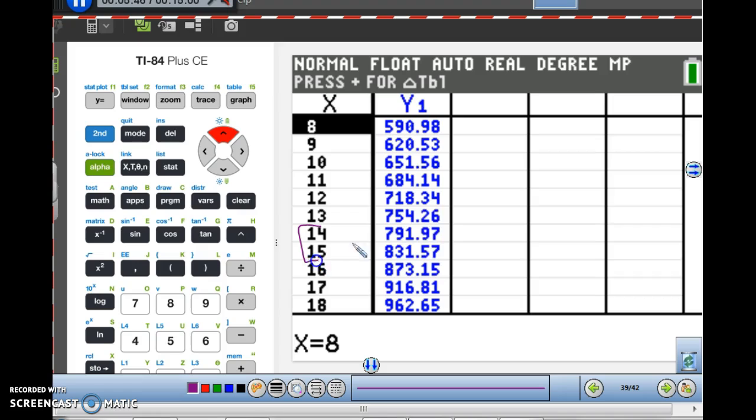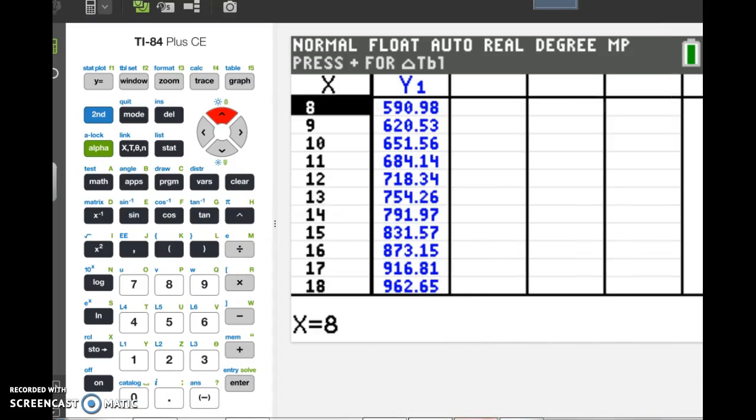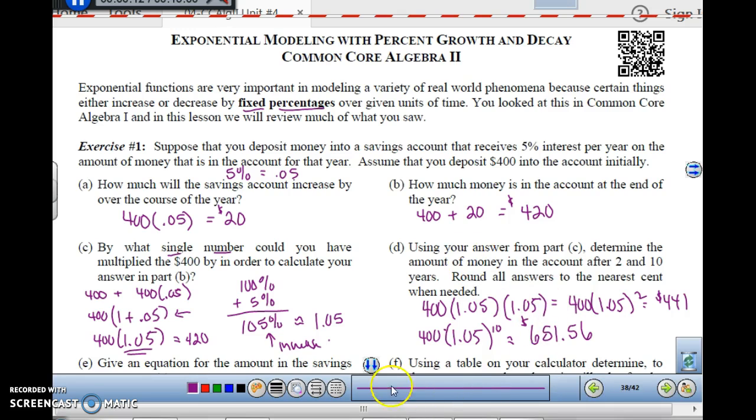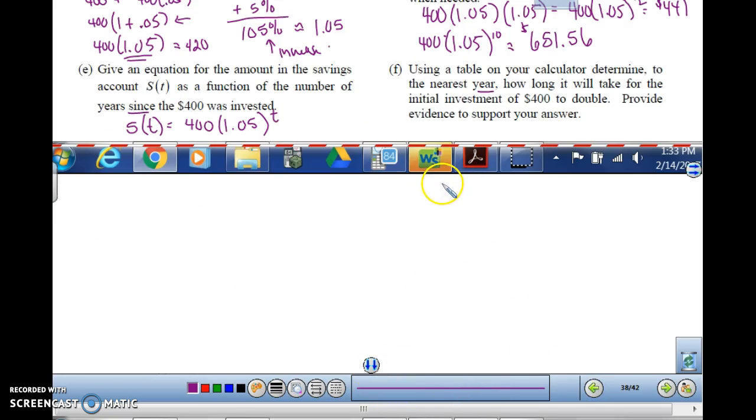Well, it's somewhere in this section right here. 14 years would be this much money. 15 years would be $831.57. So that means our initial investment will double: after 14 years we have $791.97 in your account. After 15 years, you would have $831.57. Okay, so how long will it take for the initial investment to double?